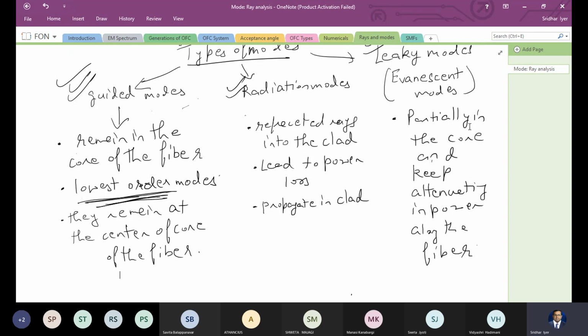The radiation modes are those kinds of modes which will refract into the cladding, because the incident angle would be greater than the acceptance angle theta a. Therefore, part of the light will go into the cladding, and because of this, there is going to be loss in the power. Then there are also leaky modes, another name for which is evanescent modes. These will be only partially in the core, and as the fiber distance increases, they will also attenuate and the power will be lost.